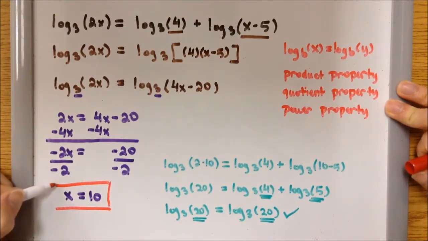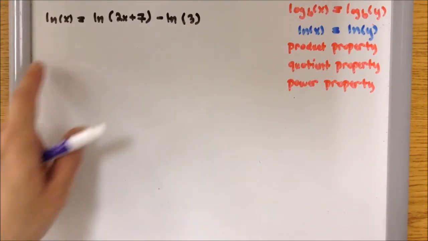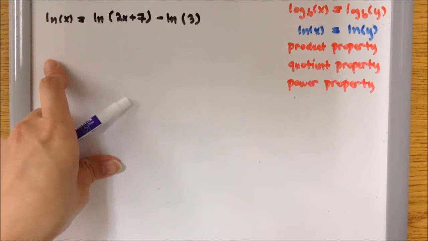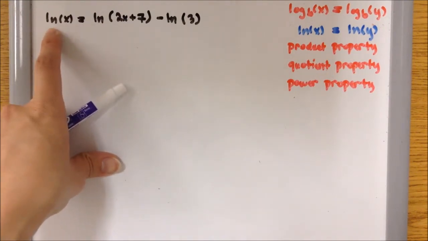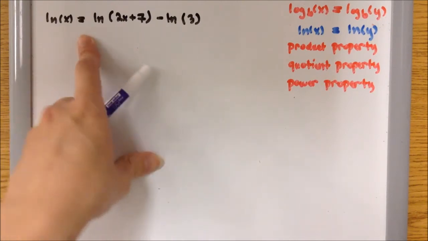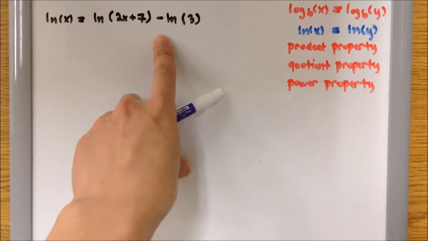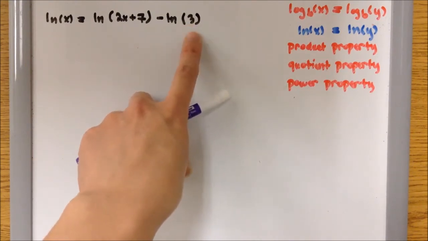So again, x equals 10 works and is also known as a defined solution. In this next example, we have natural log of x equal natural log of 2x plus 7 minus natural log of 3.